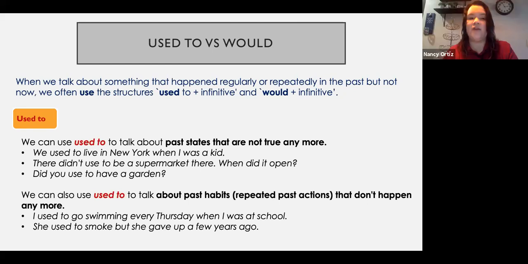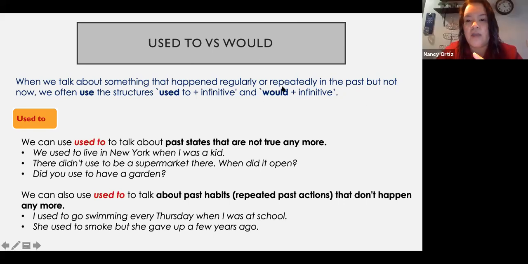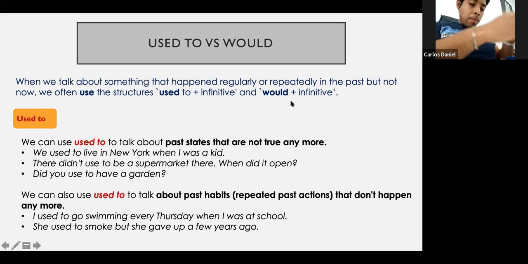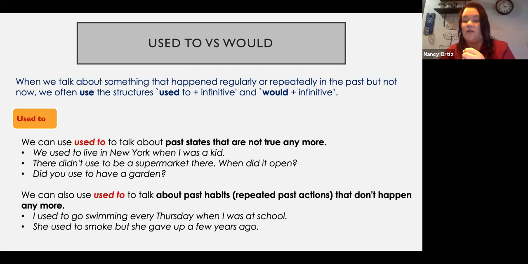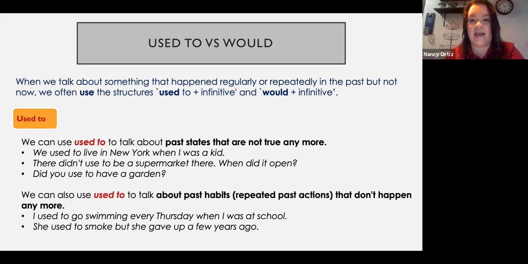You're welcome. So what I want you guys to see is they are pretty much interchangeable. You can use one when you're talking about past habits or an action that was repeated a lot in the past. For example, I would take piano lessons on Fridays as a child, or I used to take piano lessons on Fridays as a child. A habit is something you do a lot, so you repeat it much.